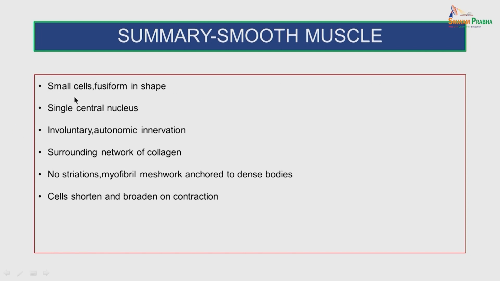To summarize, the smooth muscles show small cells fusiform in shape. They have a single central nucleus. They're involuntary with autonomic innervation. Surrounding a network of collagen is present. No striations. Myofibril meshwork is anchored to dense bodies, and the cells shorten and broaden on contraction.